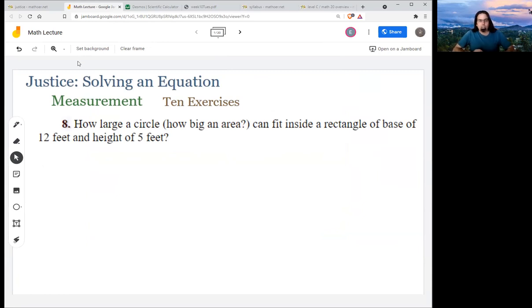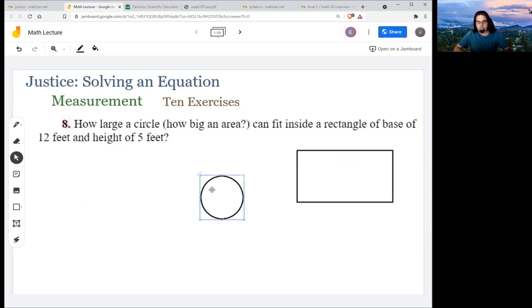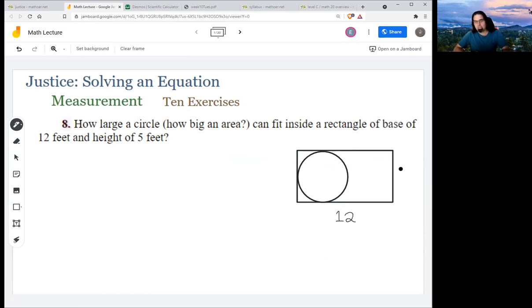So how large a circle can fit in a rectangle with a base of 12 feet and height of 5 feet? I'm going to draw a circle, and I'm going to draw a rectangle. Something like that. So this is 12, and that is 5.